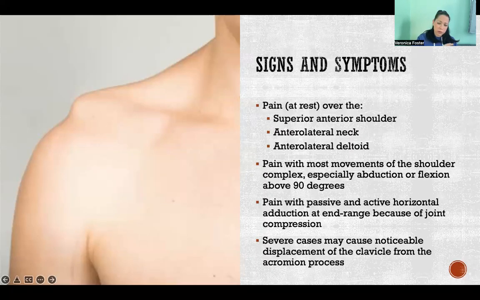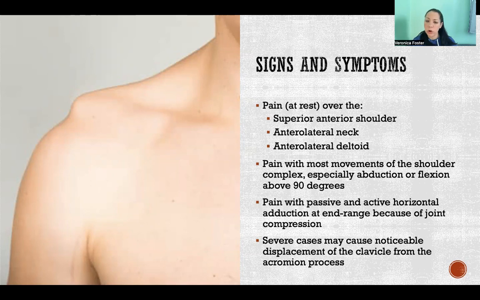So, signs and symptoms. At rest, without movement or any special position, there's usually pain over the superior anterior shoulder, meaning the top and maybe a little bit to the front of the shoulder. It also can radiate, and there can be pain in the anterolateral neck. Anterior meaning front, lateral meaning side, so kind of the lateral front of the neck.